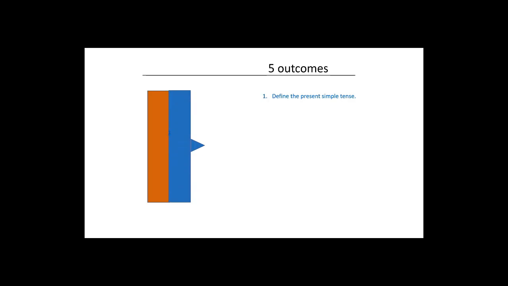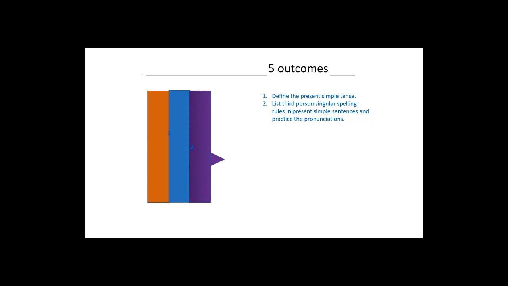Today we're going to look at the present simple tense. And with the present simple tense, we have 5 outcomes that we want to achieve. The first outcome is we're going to look to define the present simple tense. What does it mean? Number 2, we're going to look at a list of third-person singular spelling rules in the present simple sentences and practice also the pronunciation based on those spellings.